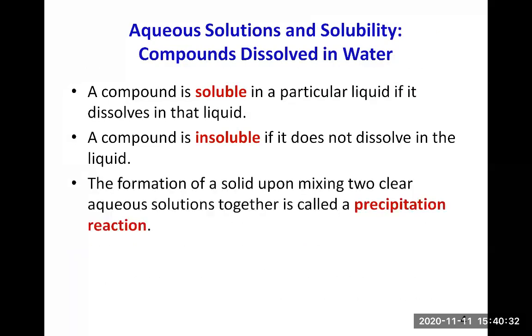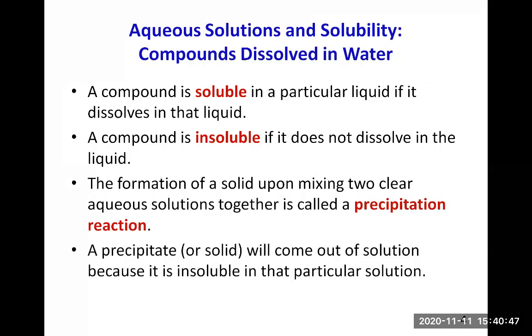The formation of a solid upon mixing two clear aqueous solutions together is called a precipitation reaction. So a precipitation reaction is when you have formation of a solid when you are mixing two clear solutions together. And the solid that is forming is called a precipitate, and that's why the reaction is called a precipitation reaction. A precipitate will come out of solution because it is insoluble in that particular solution.